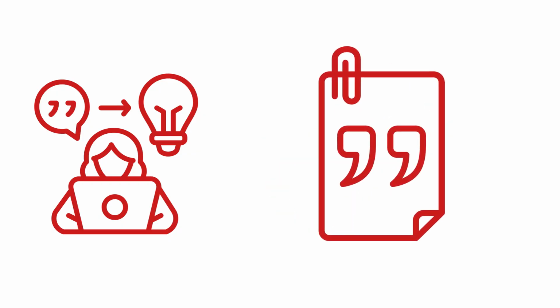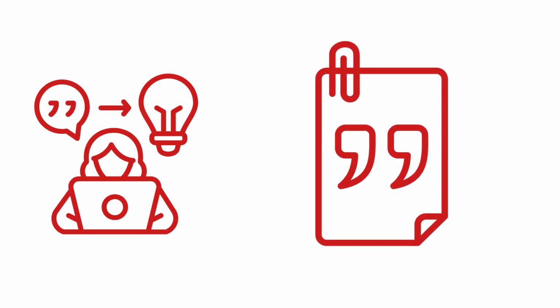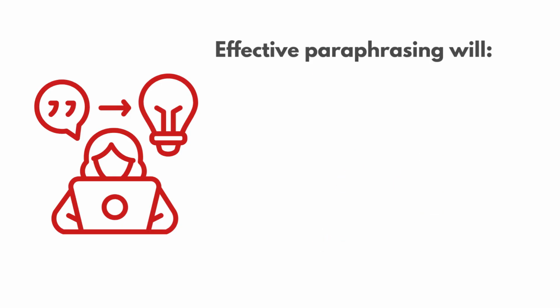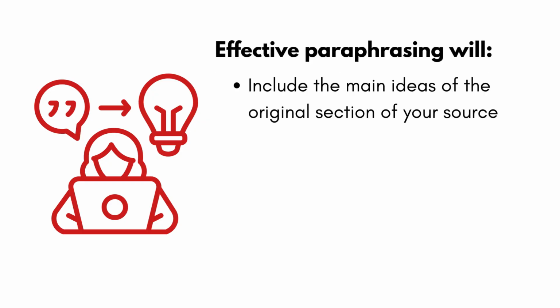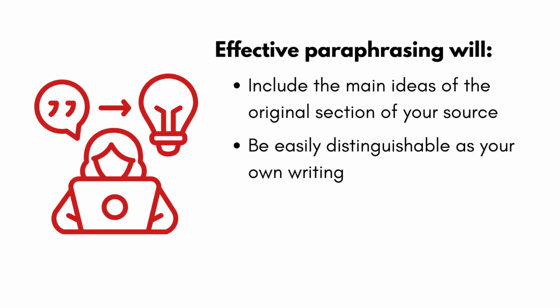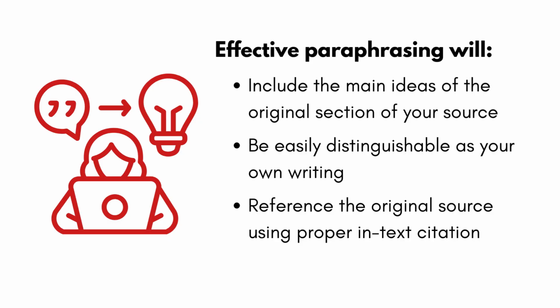It's important to remember that even though you are using your own words, you should still cite your sources. In short, effective paraphrasing will include the main ideas of the original selection of your source, be easily distinguishable as your own writing, and reference the original source using proper in-text citation.